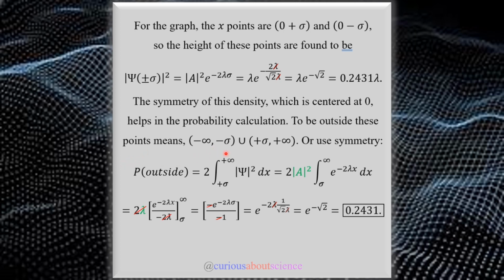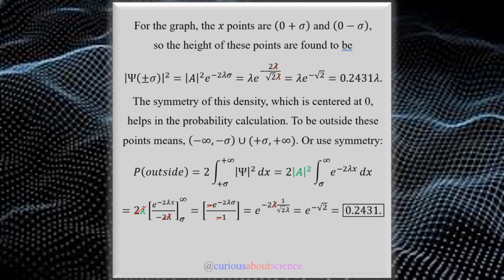We have this area to calculate and this area, but since we are an even probability distribution, it's the same as cutting that in half and doubling it. That's why we have a 2 here and only one set of that domain. Once we plug that through, we get the integral expression here. I think we've seen enough of these. Again, once we plug sigma in, we get this cancellation, and again, we get e to the negative root 2, which is equal to 0.2431.